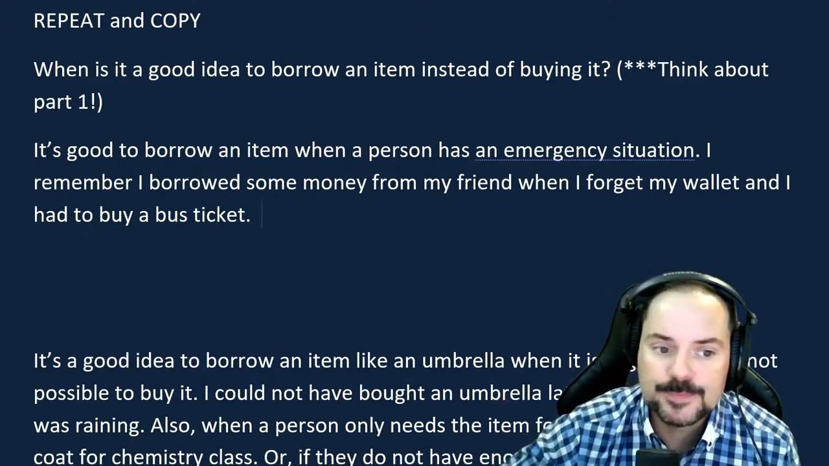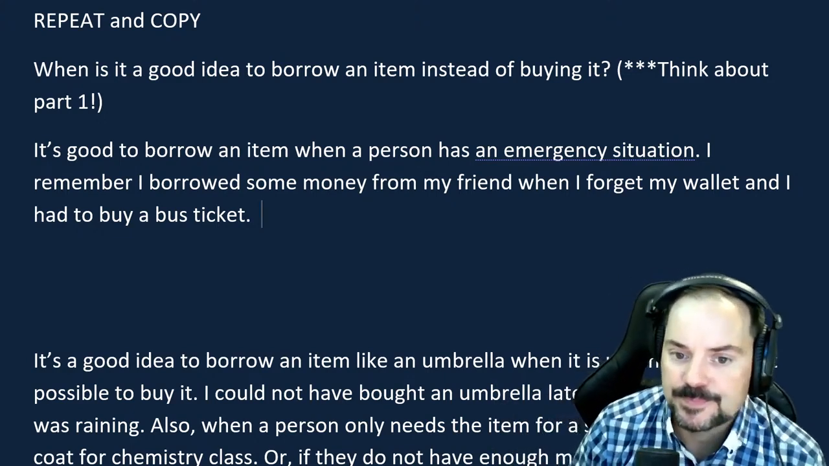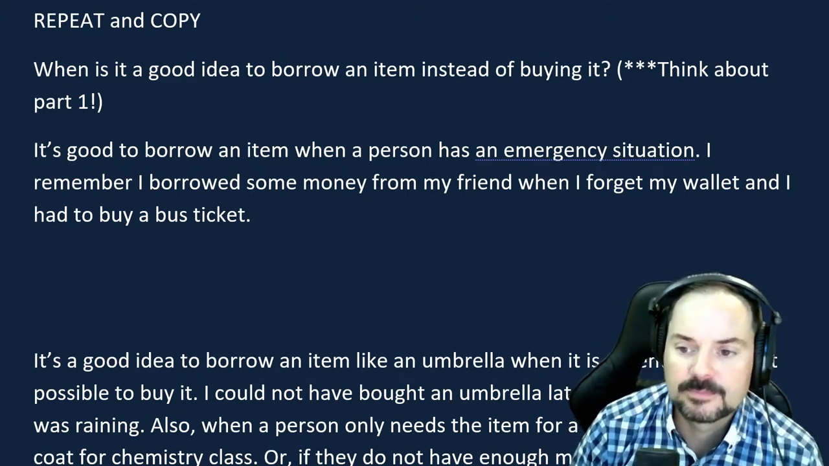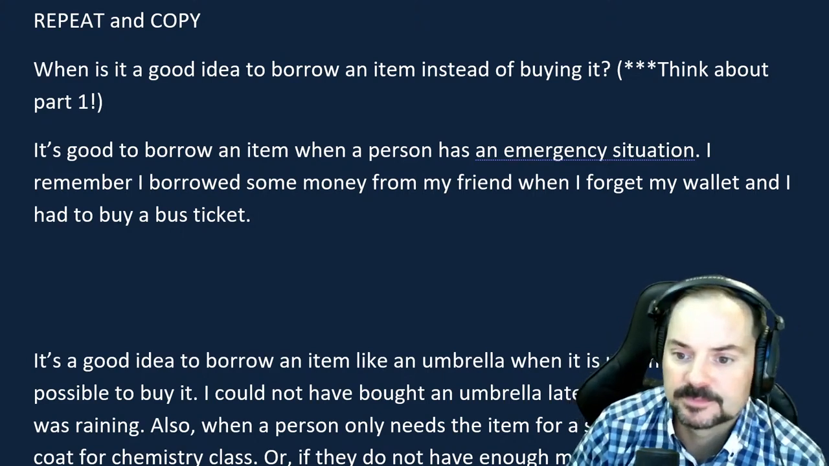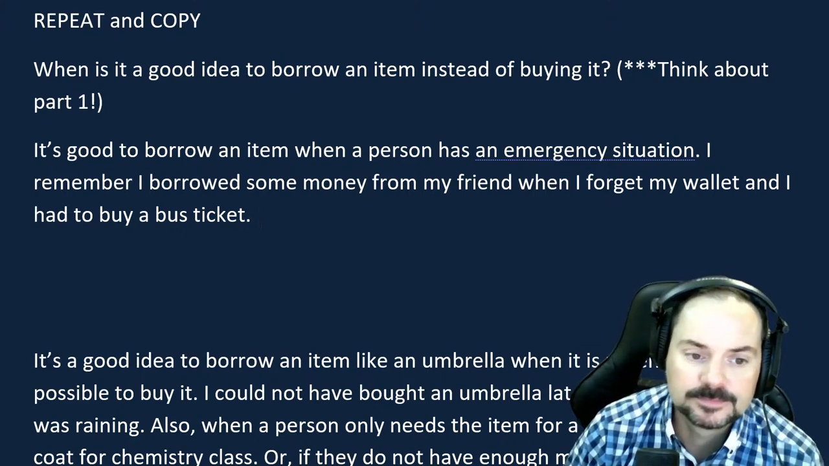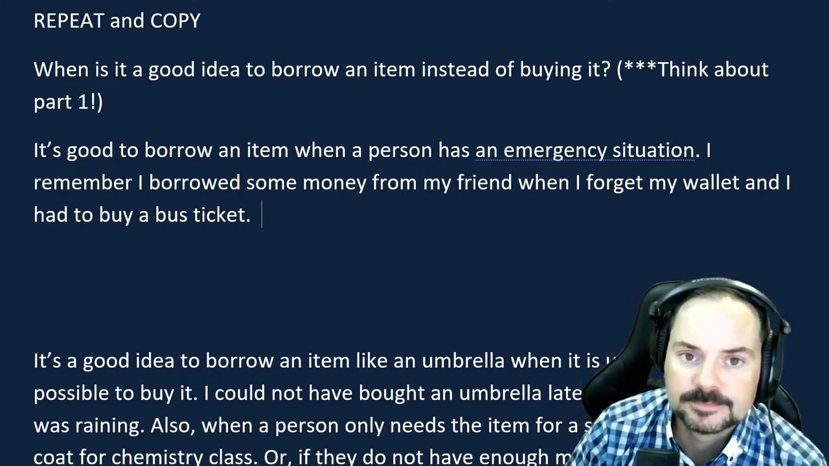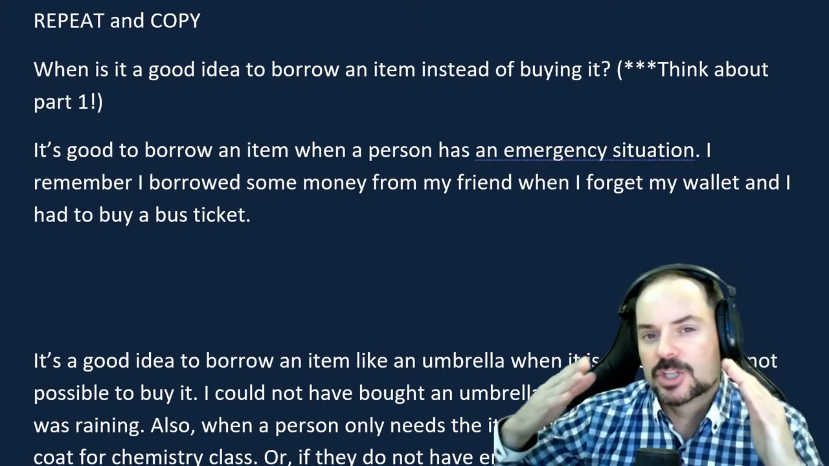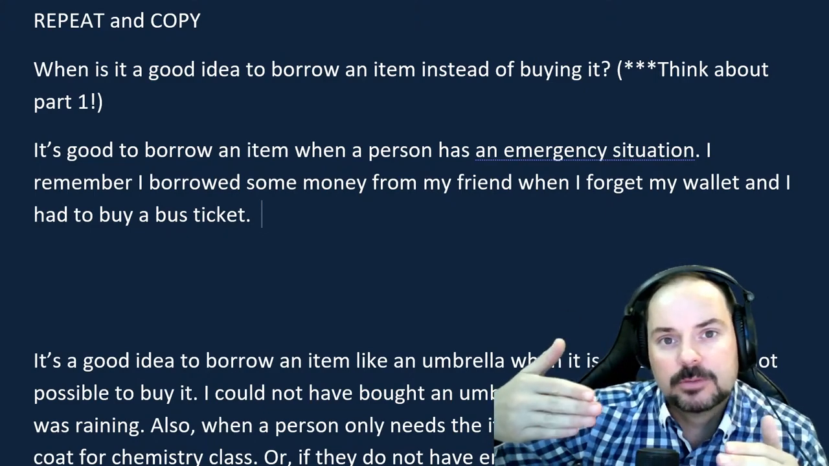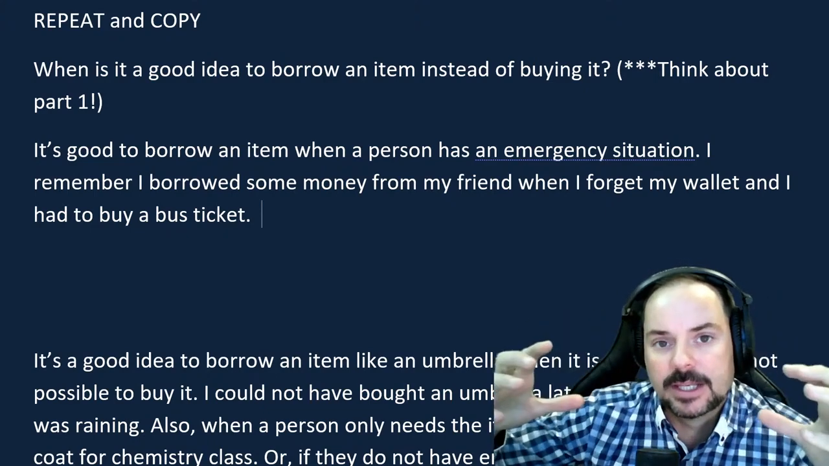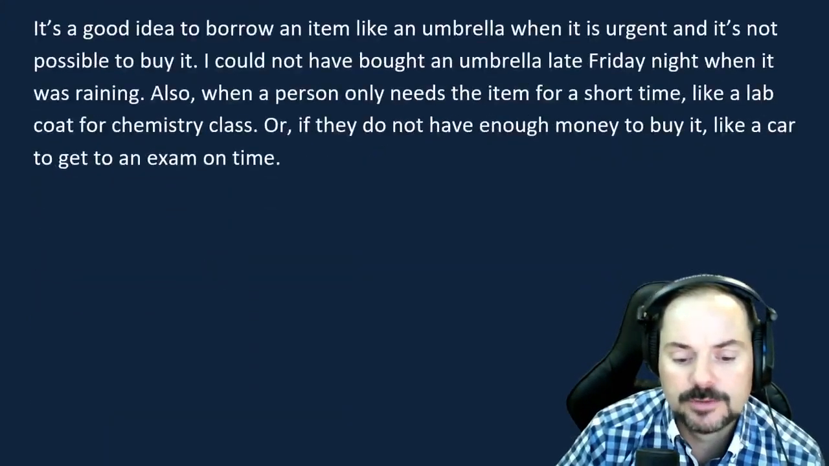Yep. So it's a good idea to borrow an item when a person has an emergency situation. I remember I borrowed some money from my friend when I forgot my wallet and I had to buy a bus ticket. Okay. See how it's just much more accurate and direct, and I'm not going to interrupt you because it's just clearly one idea. I see. Okay. So that's what you want to focus on.